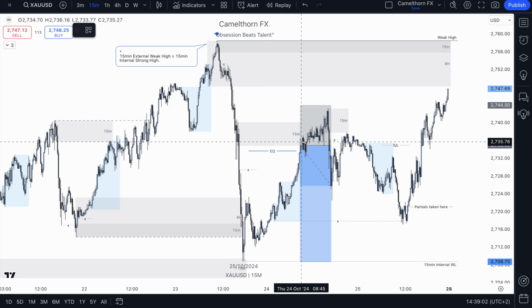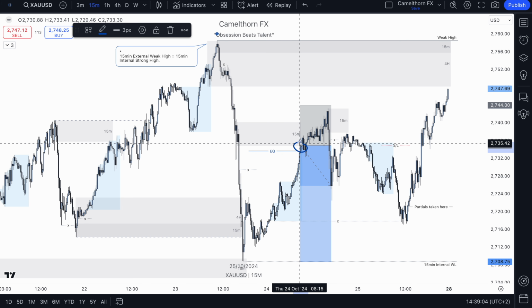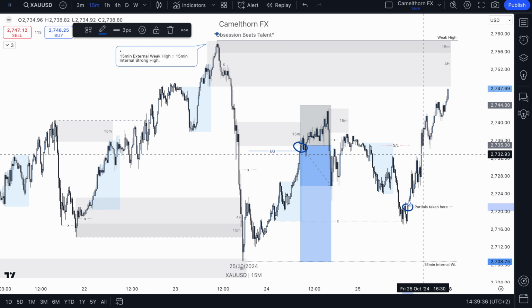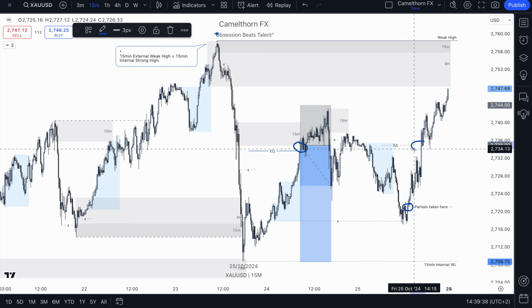Now, I got tagged into this trade in this area here on Thursday, the 24th of October, 2024. I took partials in this area on Friday, the 25th of October, 2024, and I will be explaining the reasons why I decided to take those partials. And then a few hours later, the remainder of my position was taken out for break even at this point in here.